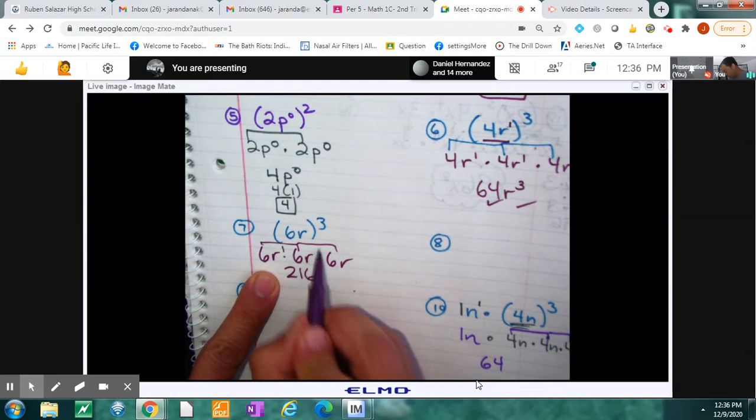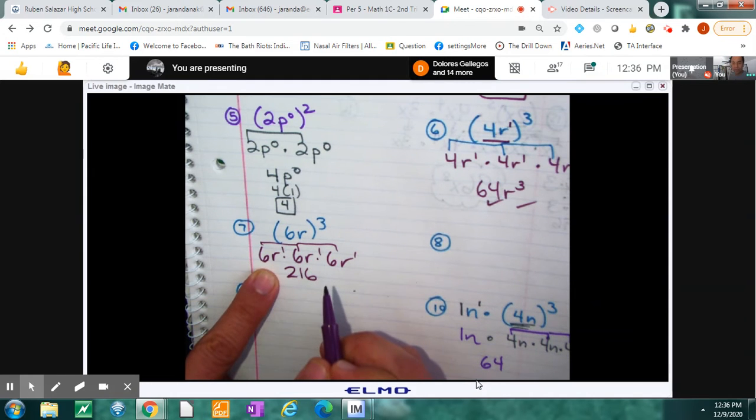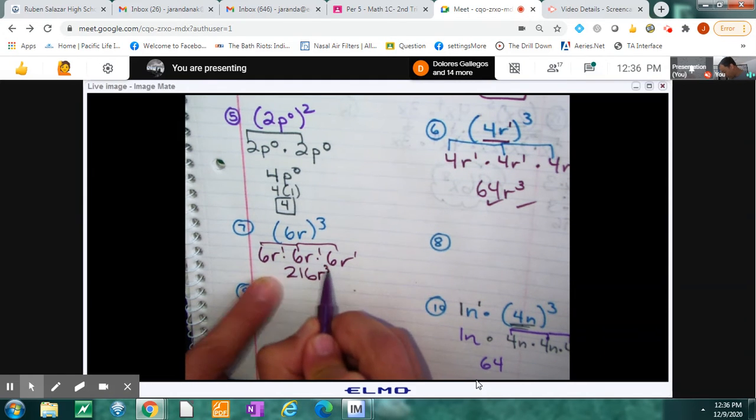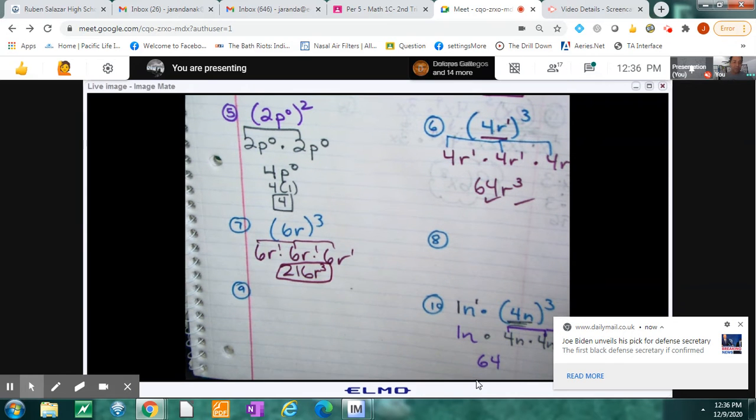If this is one, how many am I multiplying together? 3. So R to the power of 3. And that's it. Pretty easy.